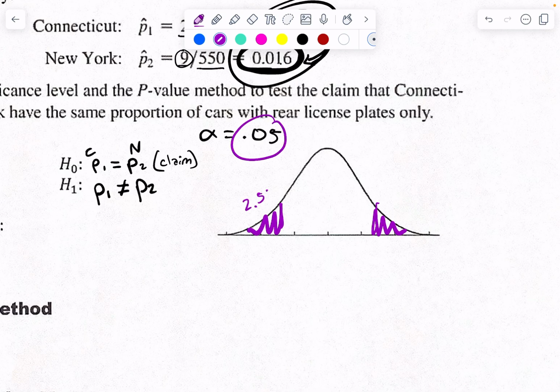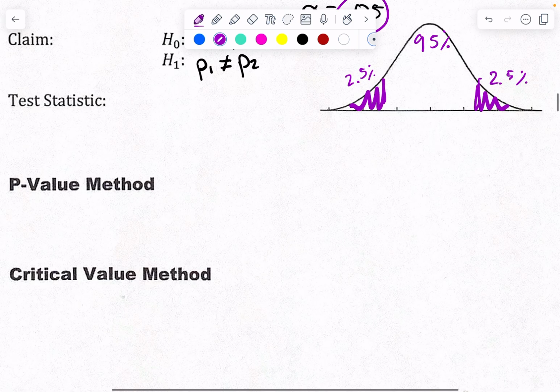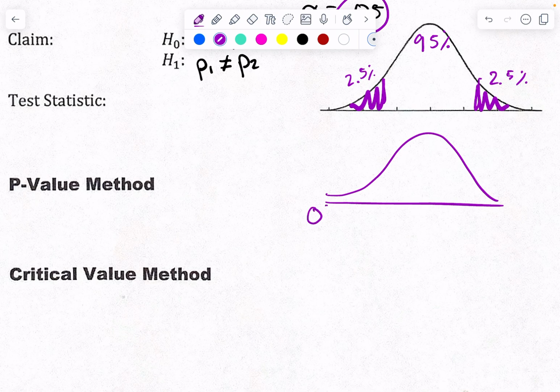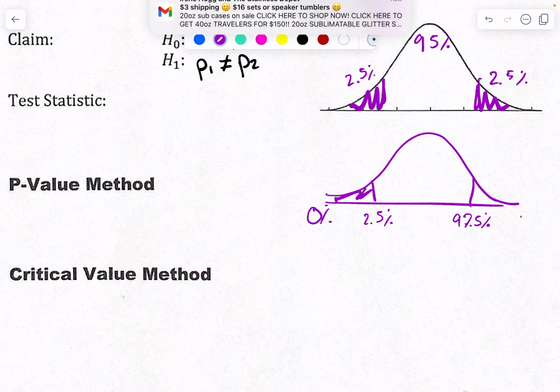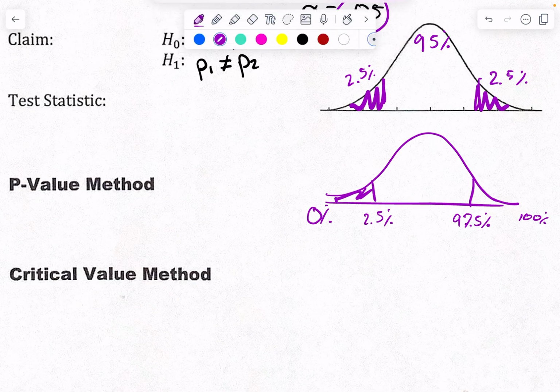2.5% is going to go in each tail because we have to split it, which means that we have 95% in the middle. So if we're doing the p-value method, here's how it works. With the p-value method, 0%, my cutoff is 2.5%. Then I've got 97.5%, and then I've got 100% over here.